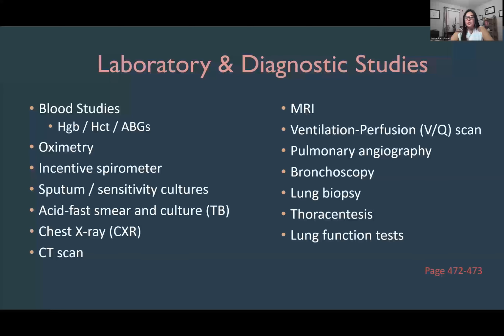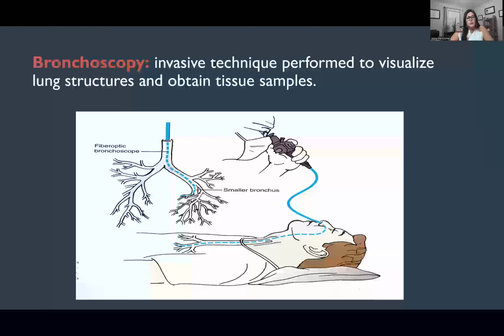But anyways, in general, there are different diagnostic tests. I really encourage you to go to page 472 to 473 and look at them. They have different nursing diagnoses or considerations, and the different things that we need to teach our patients. I'm just going to touch on just a few that are very important.